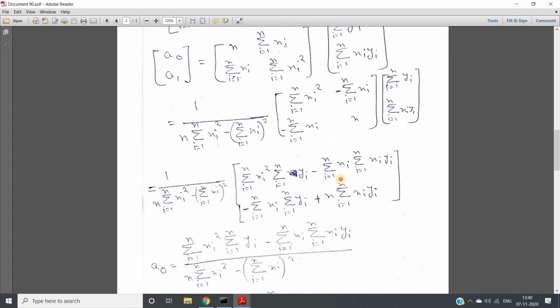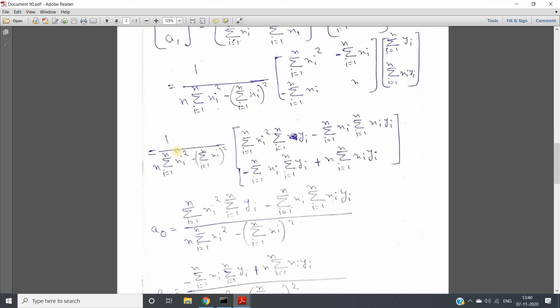Now the first term is a0, second term is a1, right? So what is a0? a0 is nothing but 1 by n multiplied by summation i equal to 1 to n xi square minus of summation over i equal to 1 to n xi whole square, multiplied by this first term. That's what I have written here: summation over i equal to 1 to n xi square multiplied by summation over i equal to 1 to n yi minus of summation over i equal to 1 to n xi multiplied by summation over i equal to 1 to n xi yi.